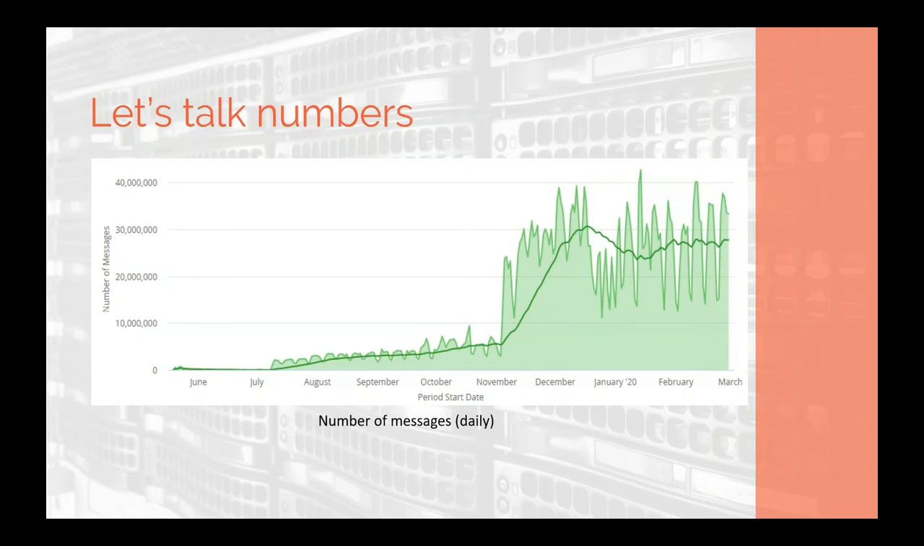So yes, 30 million messages boils down to roughly 400 to 500 messages per second. And if you were to zoom in, we are basically oscillating between 200 and 1,000 messages per second of data being sent to our data lake.